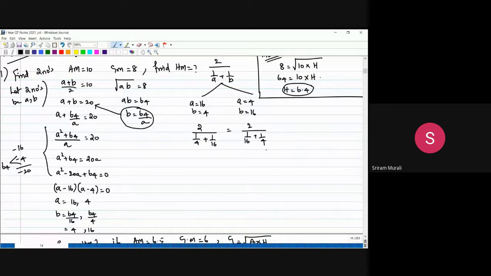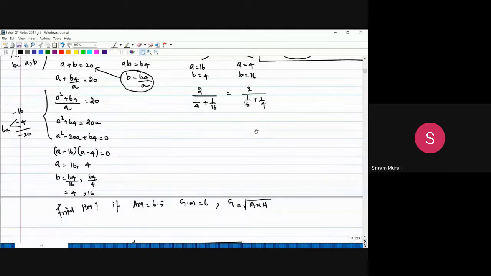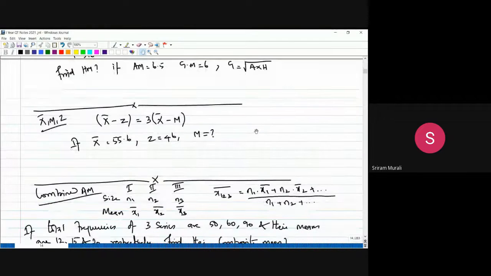Have you understood? Yes, sir. If you have any doubts, you may ask. If it comes in 5 marks, you go like this. If it is a 2 mark question, do like this. This is a homework for you. Same. Find what is harmonic mean.